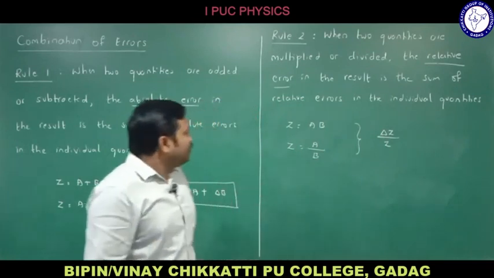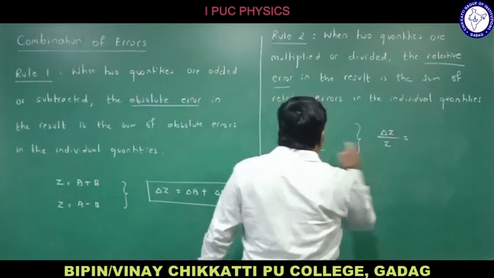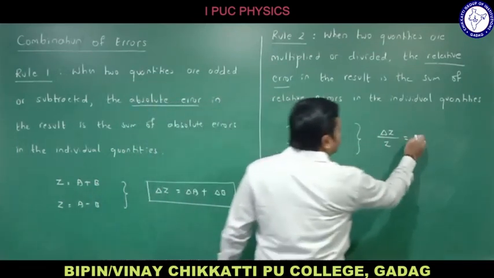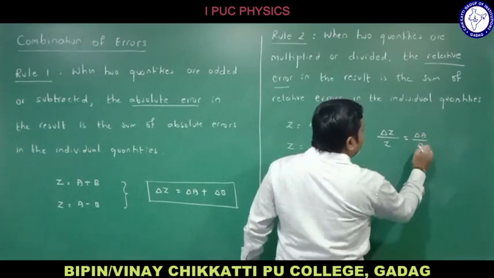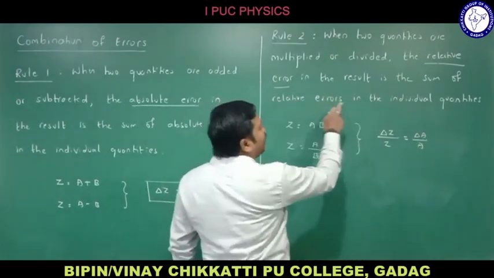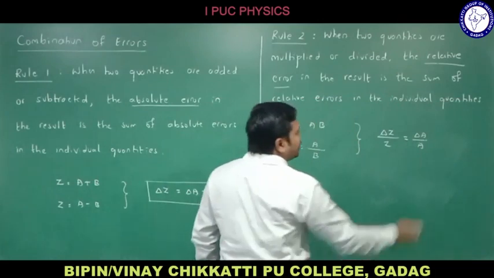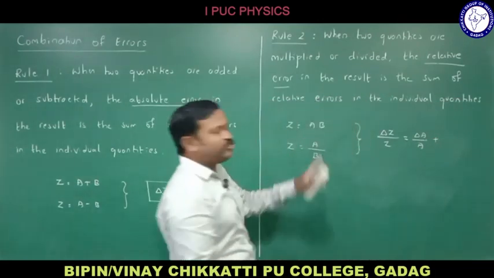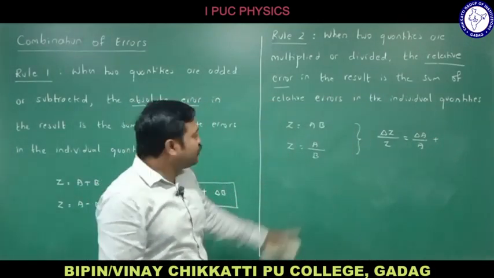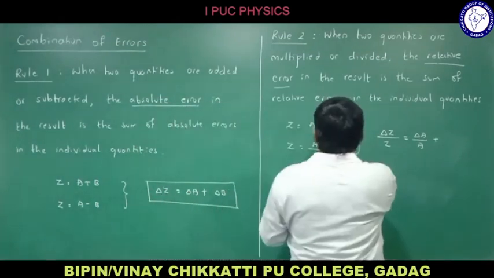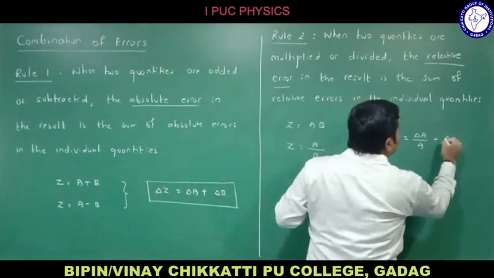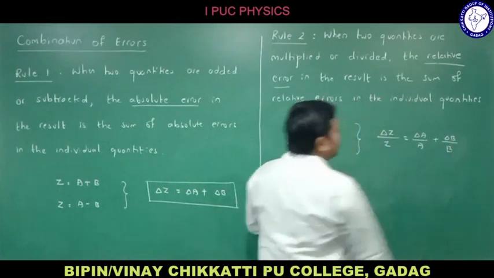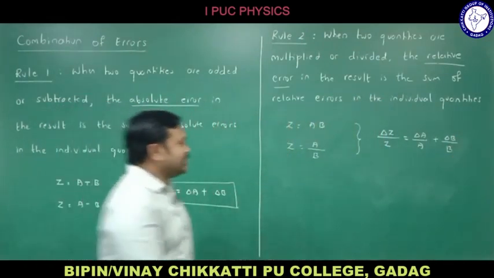Now that is equal to, what is the relative error of A? That is delta A by A. It is the sum of relative errors in the individual quantities. Let me write it: the sum of the individual quantities. What are the individual quantities? A and B. So delta A by A plus, what is the relative error of B? That is delta B divided by B. So this is the second rule.